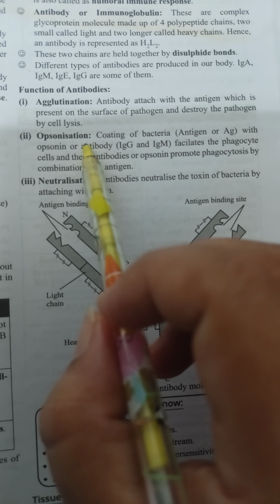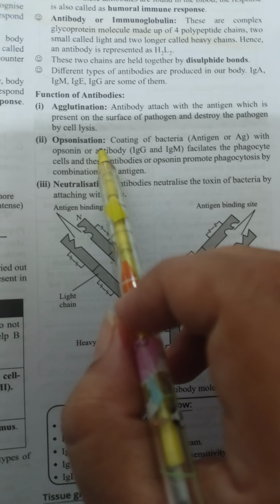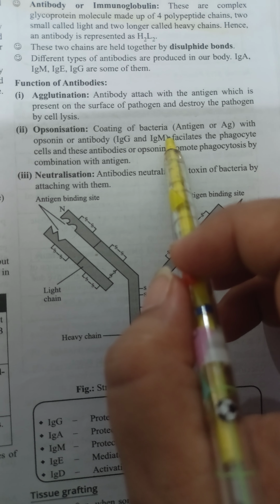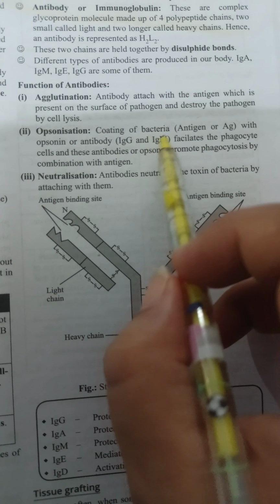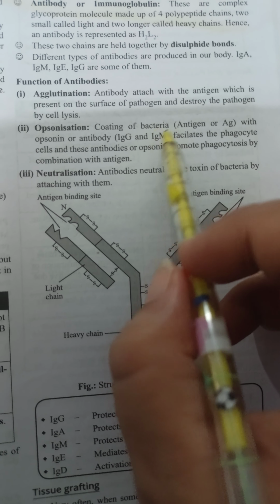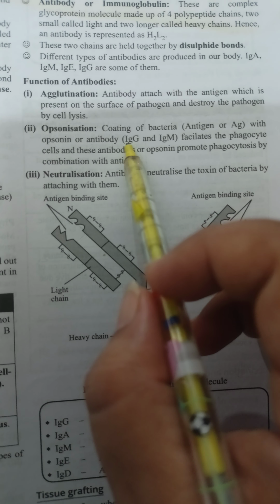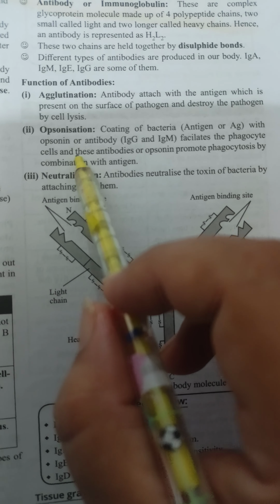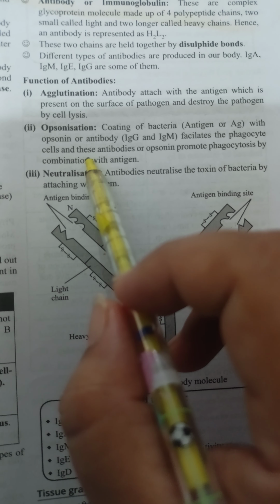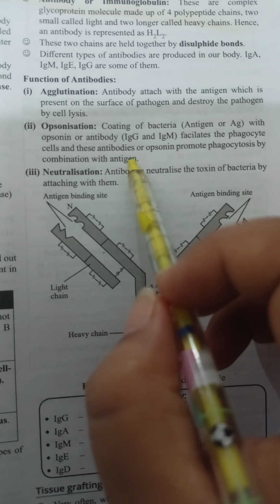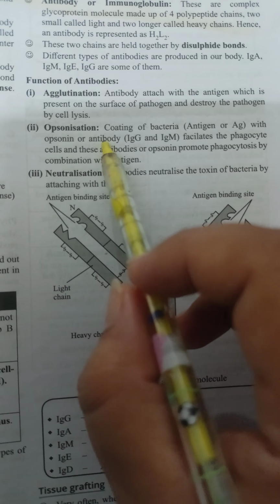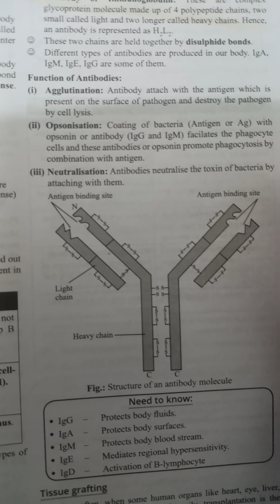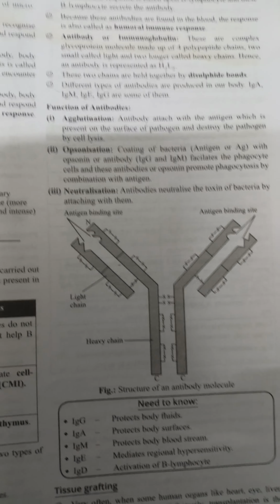Now opsonization. You don't need to do this in CBSE, but still you can do it if you want. Coating of bacteria with opsin or antibody. Whatever pathogen or antigen is there is coated with antibody. G and M facilitate the phagocytic cells. Means they will cover the antigen and phagocytic activity will be there, right? So this is called opsonization. Neutralization: neutralize the toxin of bacteria by attaching with them, so that bacteria will not be able to affect.